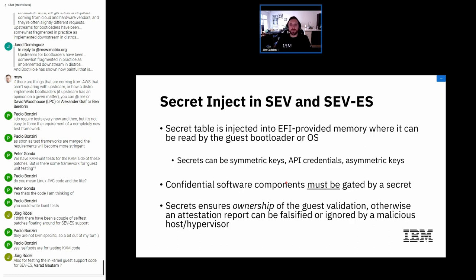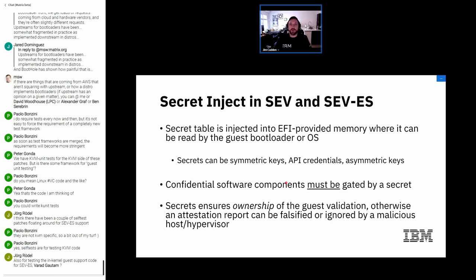The table in the standard approach comes into the EFI protected memory, where it can later be read by the bootloader or the operating system. Important to note, the guest secrets are in a form determined by the guest owner themselves. These can be symmetric decryption keys, API credential information, asymmetric keys to access SSH endpoints, something along those lines.